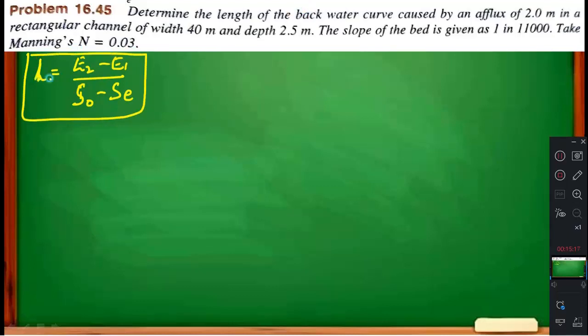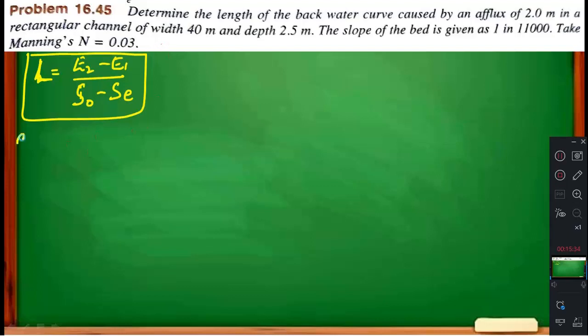Now we need to calculate this L. The backwater curve is caused by an afflux of 2 meter in a rectangular channel of width 40 meter, depth 2.5 meter. The slope of the bed is given as 1 in 11,000. Take Manning's n.